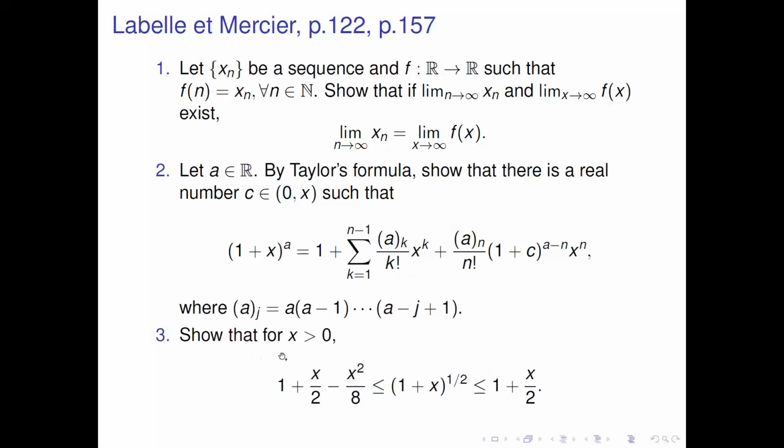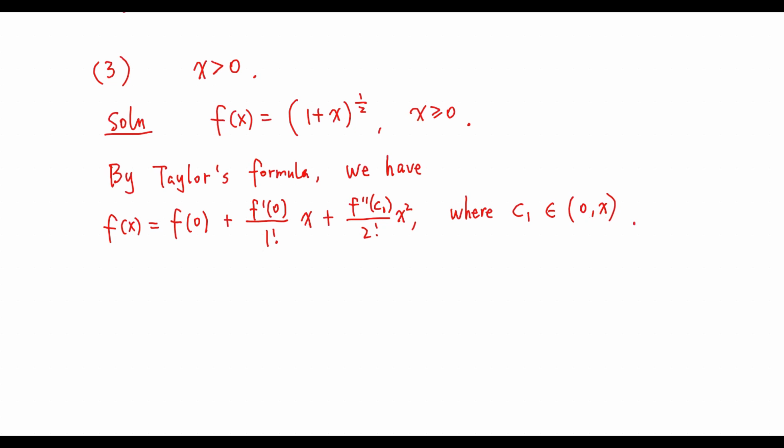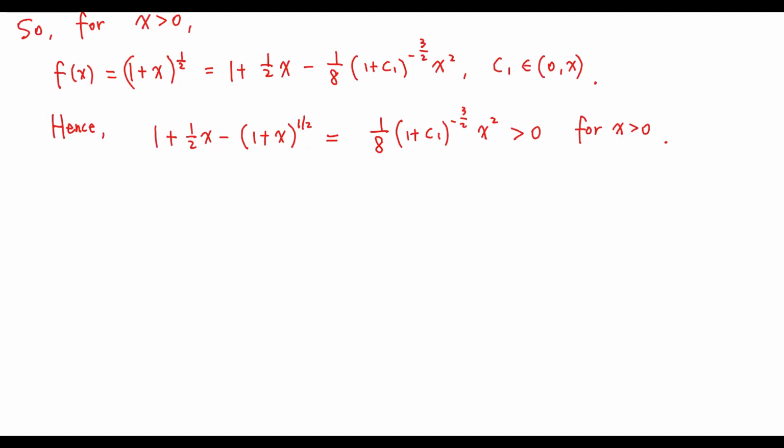Question 3. Show that for x greater than 0, we have these inequalities. Solution. Consider this function. By Taylor's formula, f(x) is given by this one for some real number C1 in the open interval (0, x). For x greater than 0, we have f prime and f double prime. So for x greater than 0, we have this one. This one gives this inequality for x greater than 0. This says we have this inequality for all x greater than 0.